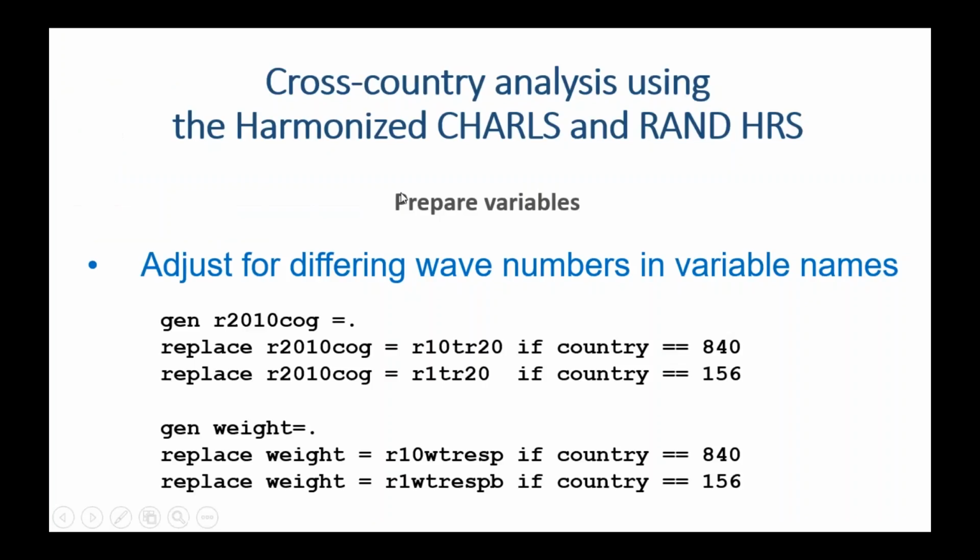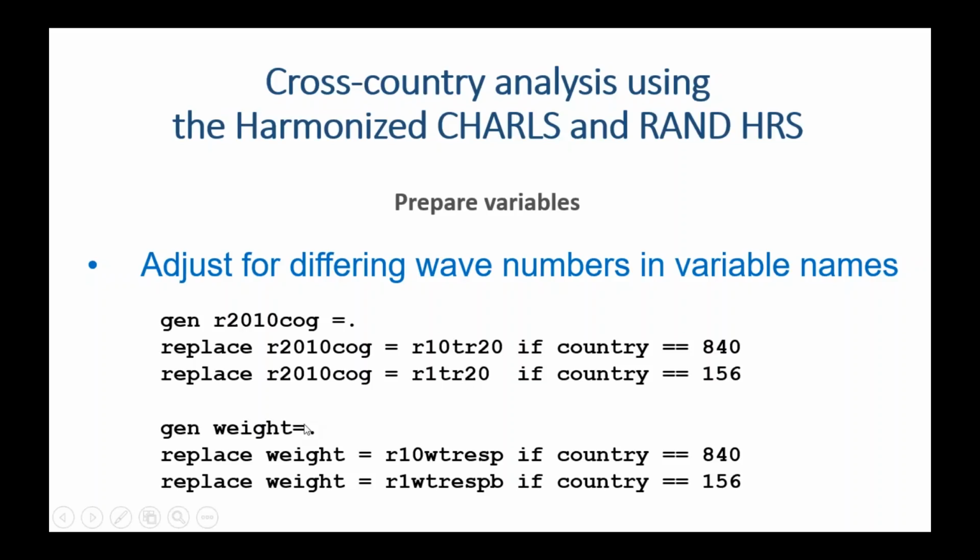So we can do this by using a year specific variable name here. We're going to gen our 2010 COG. That's going to be our cognitive summary score. We're going to replace our 2010 COG equal to R10 TR20 if country. So we're going to use that country variable, that identifier, which is really important. So if they're in the US, we'll assign them this value for this variable. And if they're a Charles respondent, we'll assign them this variable.